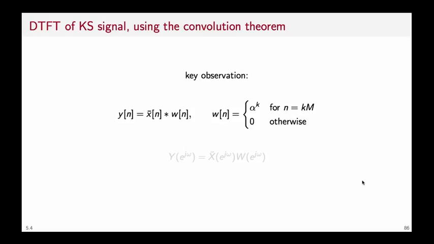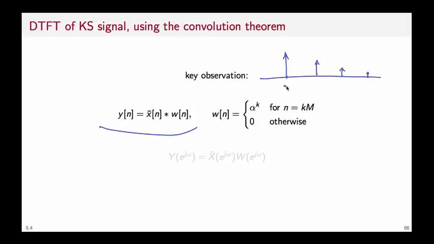The key observation to analyze the algorithm within the paradigm of the convolution theorem is to see that the output can be expressed as the convolution of the finite support input with a sequence W of n that we build in the following way. W of n is equal to alpha to the power of k for values of the index n that are the kth multiple of capital M, and it's 0 otherwise. So if I was to draw the sequence, it would look like so.